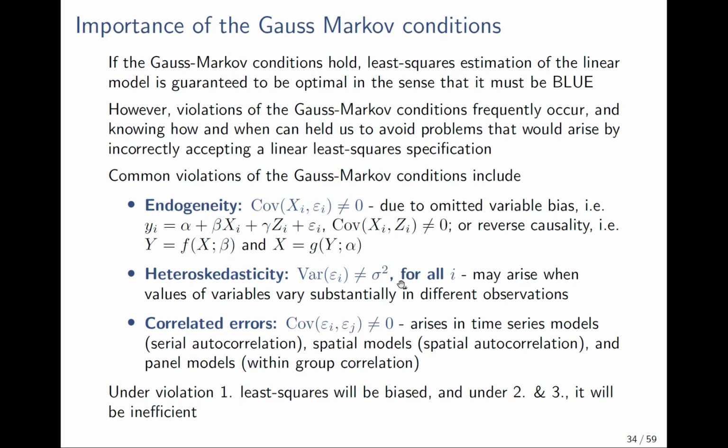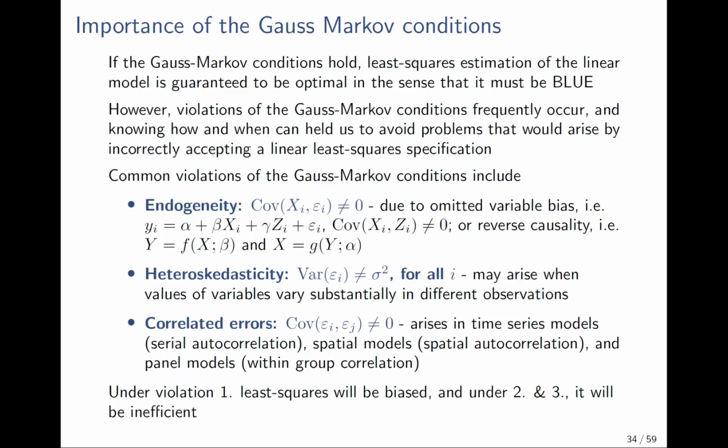Secondly, heteroscedasticity, where the variance of the error terms is non-constant, often arises in situations where the values of variables vary quite substantially in different observations, and that causes homoscedasticity not to be realized in practice. This is a condition which can be dealt with fairly easily, actually, unlike the previous condition, which is a bit more tricky, but commonly occurs. It can be identified by looking at plots of residuals to see whether heteroscedasticity is a problem.